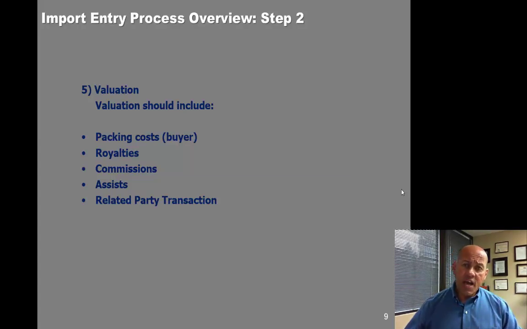Related party transactions. Again, if you're related in any way to the party that you're buying from overseas, you have to declare that. Let your customs broker know. In turn, your customs broker will make those declarations on the entry to U.S. Customs.